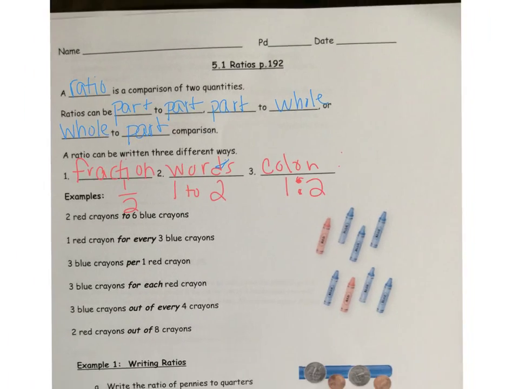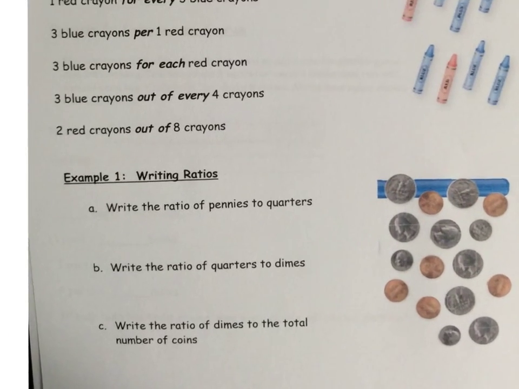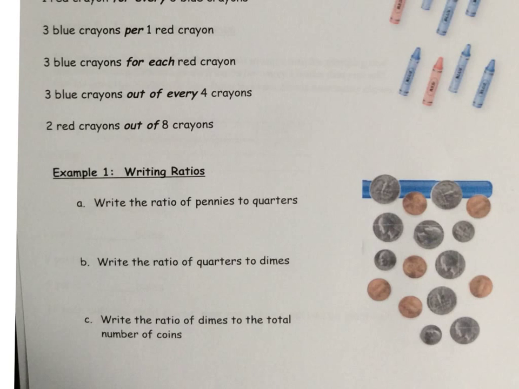All right, let's continue down with example 1. We're going to move down the page a bit. We need to make sure that we can see this picture right here. Example 1, part A, we're writing ratios. Let's write the ratio of pennies to quarters. So I see in this picture I've got some pennies, some quarters, and some dimes. There's a dime. But we're only looking at pennies to quarters here, so I'm going to ignore those dimes for the first one.